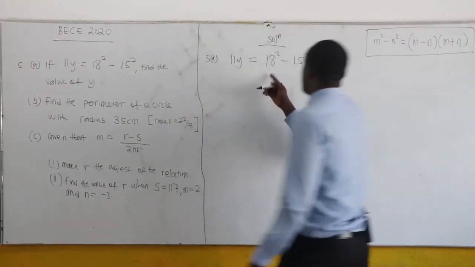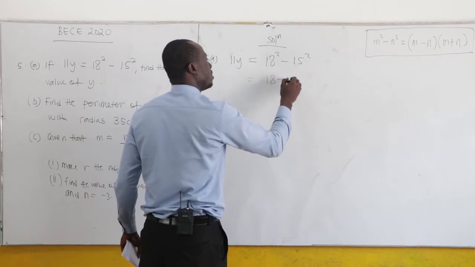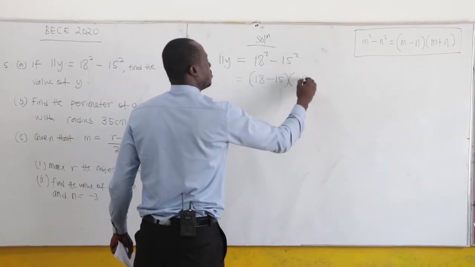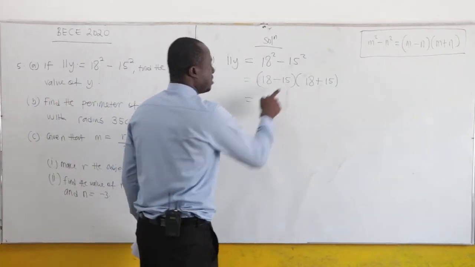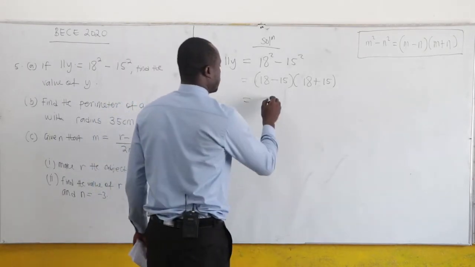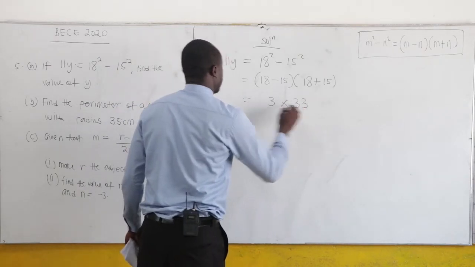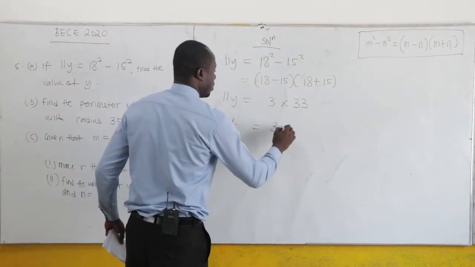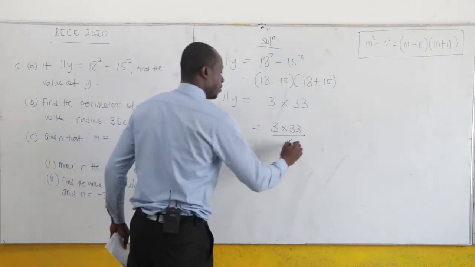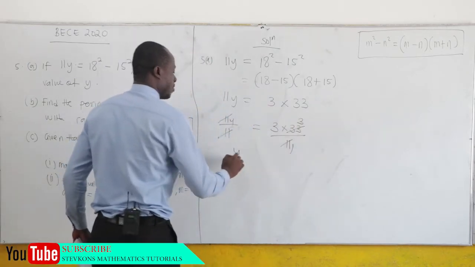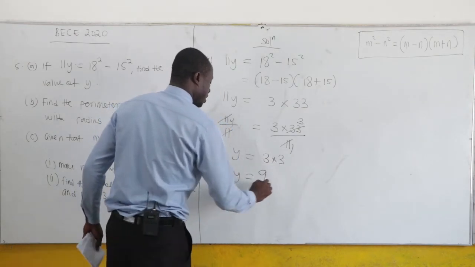And it is so easy. So here, applying this is just 18 minus 15, and then 18 plus 15. Difference of two squares. Now, what is 18 minus 15? This is just 3 times 18 plus 15, which is 33. So 11y over 11 equals 3 times 33 all over 11. Now this is cancelling out that. 11 will go here 1, 11 will go into 33, that is 3. So our y is 3 times 3, and then our y is just 9.